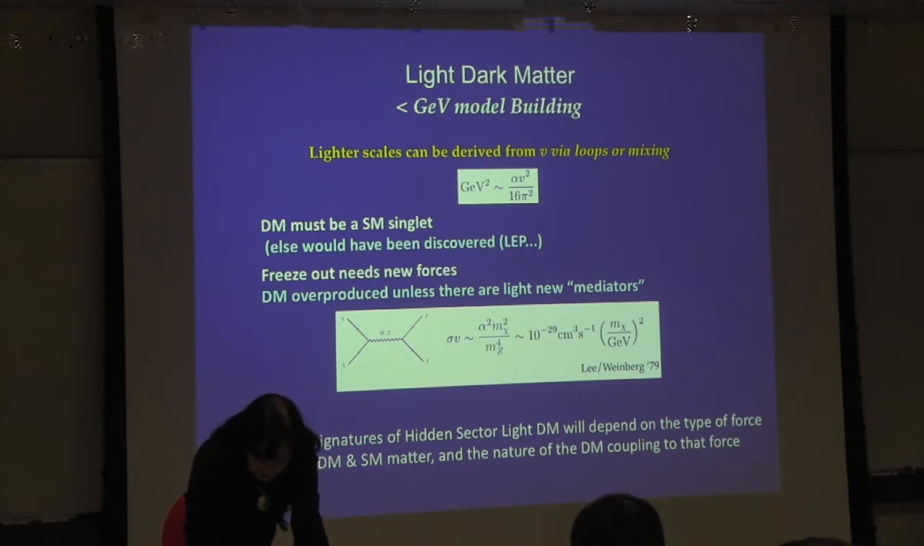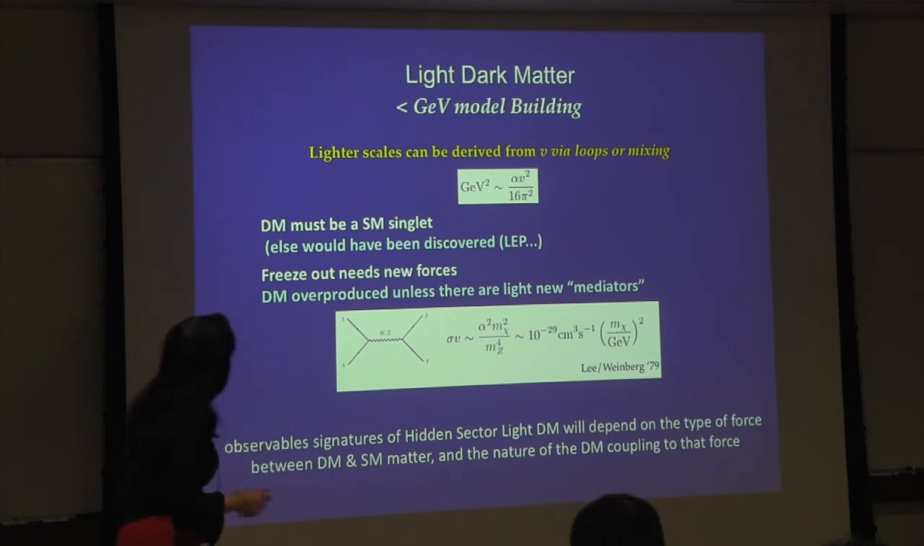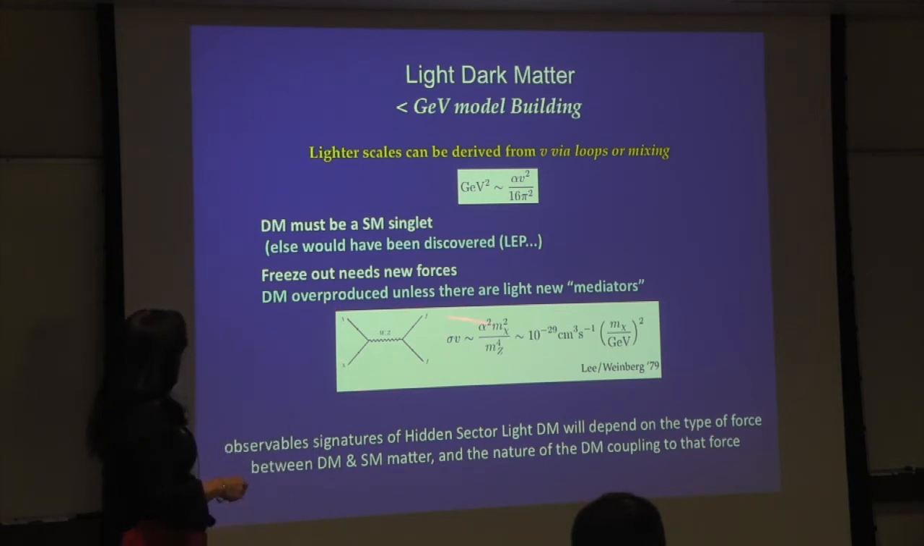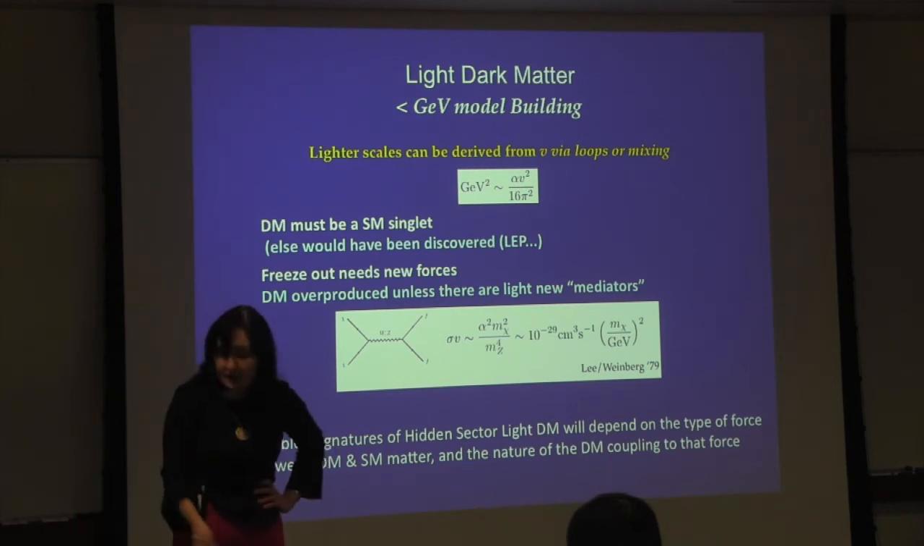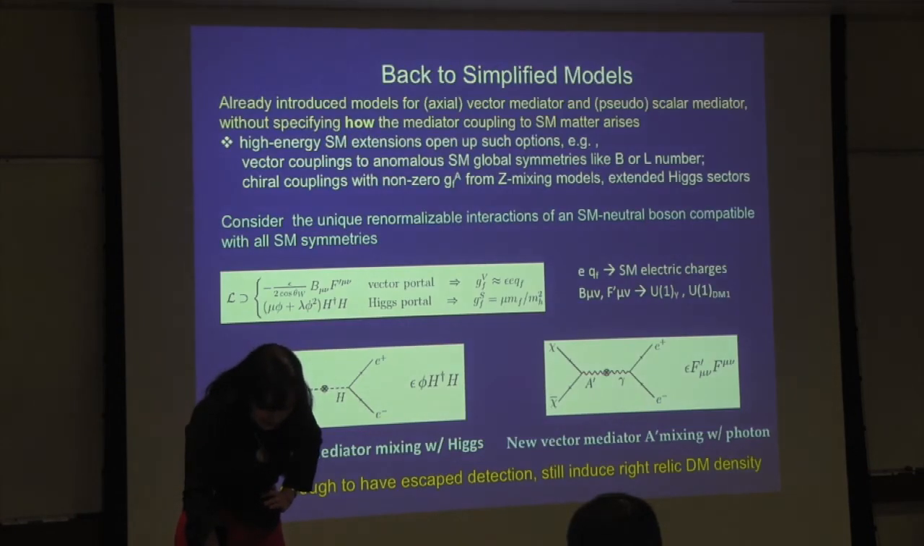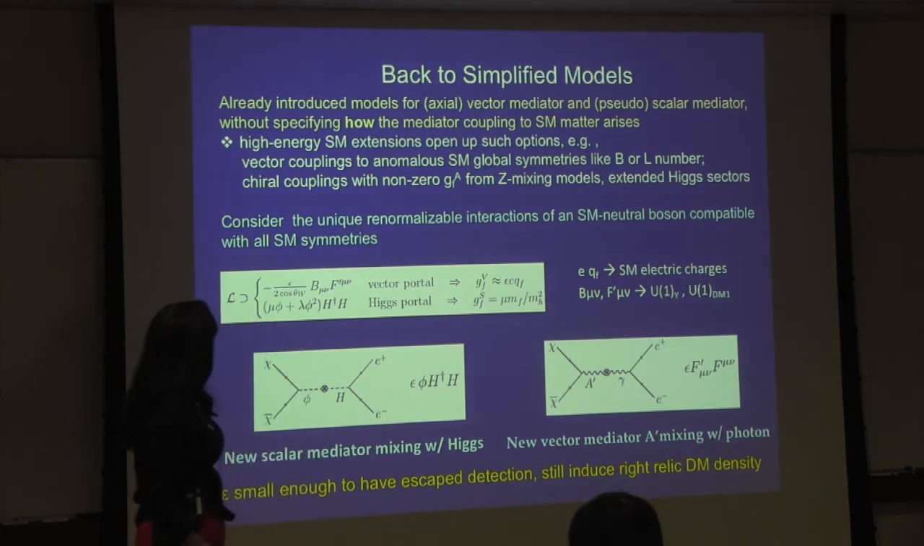Of course, I don't have a lot of time to go into that, but for sure we know that freeze out needs new forces, because we know that this is already too big; this is the Lee-Weinberg saturated bound. So obviously the signatures of the hidden sector for light matter, as for the ones that I showed you, depend on the type of forces between the dark matter and the standard model.